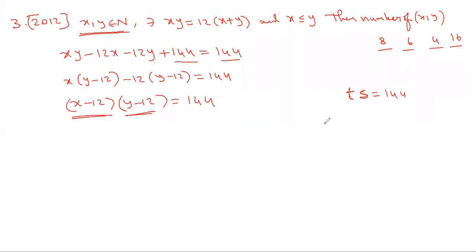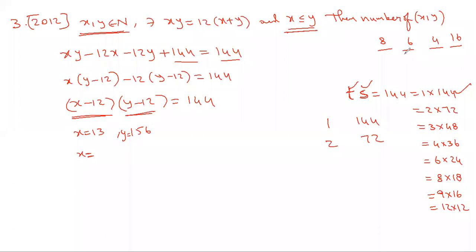Now, what are the possibilities? t can be 1 and s can be 144. It can be 2 and this can be 72. Factorization only, which we usually do in the lower grades. 144 prime factorization: 2 into 72. Next, 3 table goes. 3 how many times? 3 into 48. So out of all these factors, we just need to check whether x minus 12 and y minus 12 are possible with x and y as natural numbers.